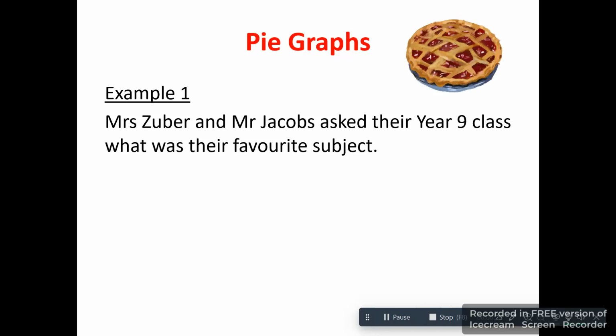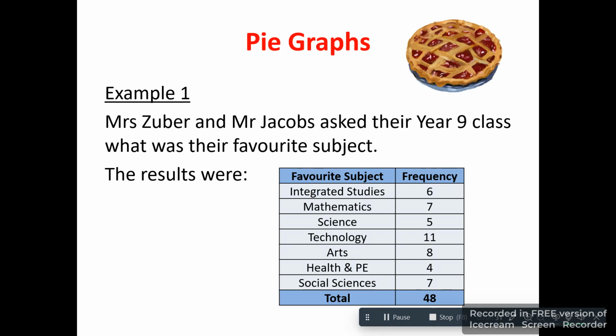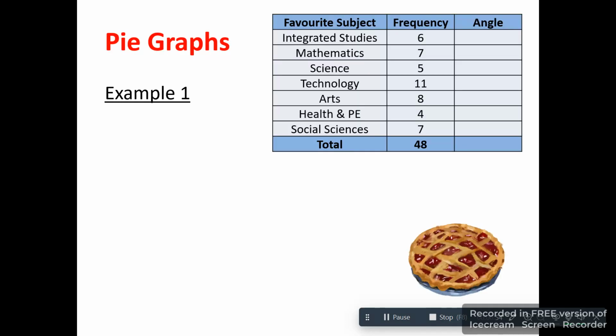So Mrs. Zubair and Mr. Jacobs asked their Year 9 class what was their favourite subject. They collected the data and they put it into a frequency table. Now you can see there are 48 students in the class, and the most favourite was technology. 11 people said that was their favourite, and the least favourite was health and PE. Only 4 people said that that was their favourite. We're going to show you how we can turn this data into a pie graph. So let's get into it.